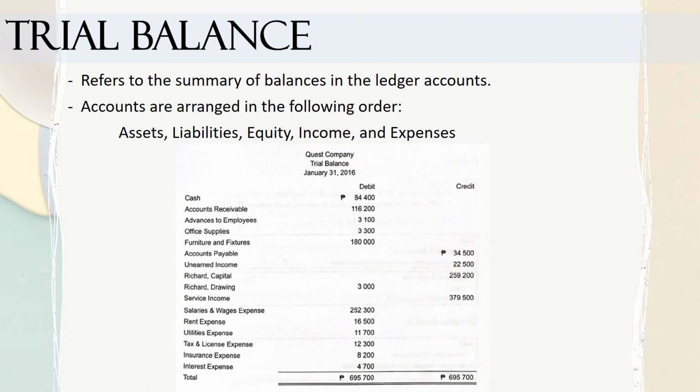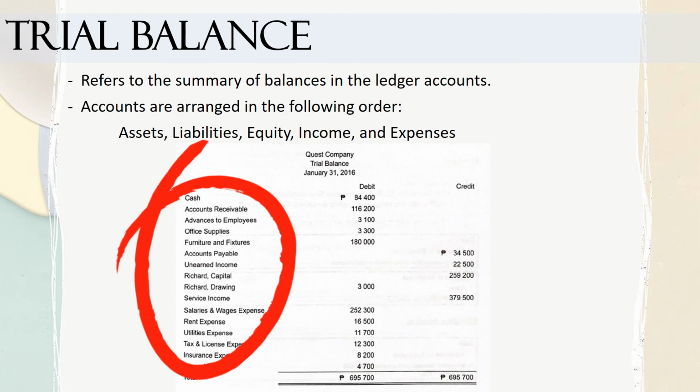You can see here a sample trial balance from Quest Company dated January 31, 2016. You can see all the account titles from the assets, from cash up to furniture and fixtures, and then the liabilities, accounts payable and unearned income. Equity is from Richard Capital and Richard Drawing, then service income, and then the expenses from salary expenses to interest expenses. In the trial balance, you can check whether the account titles have normal balances.